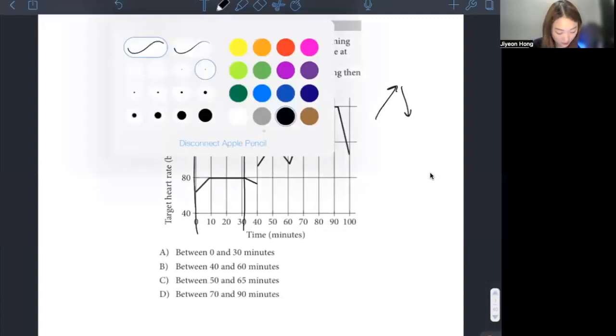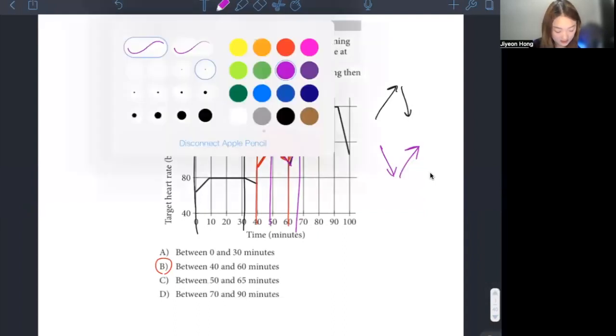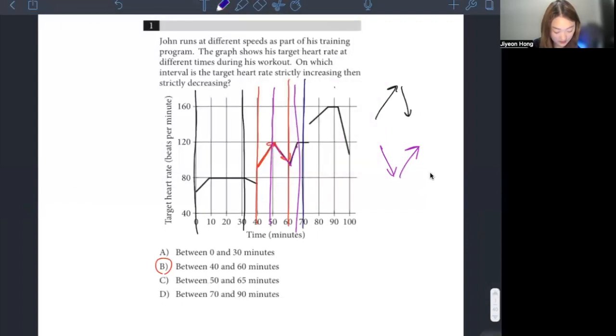Then we have 40 to 60. That is the strict increase and strict decrease. So B is the answer, but I'm going to continue to show you C and D. So C is 50 to 65. And in the purple, we see a strict decrease and a strict increase. And so that's why that's not the answer. And then D is 70 through 90. And we see an increase and a constant, which is why D is not the answer as well.